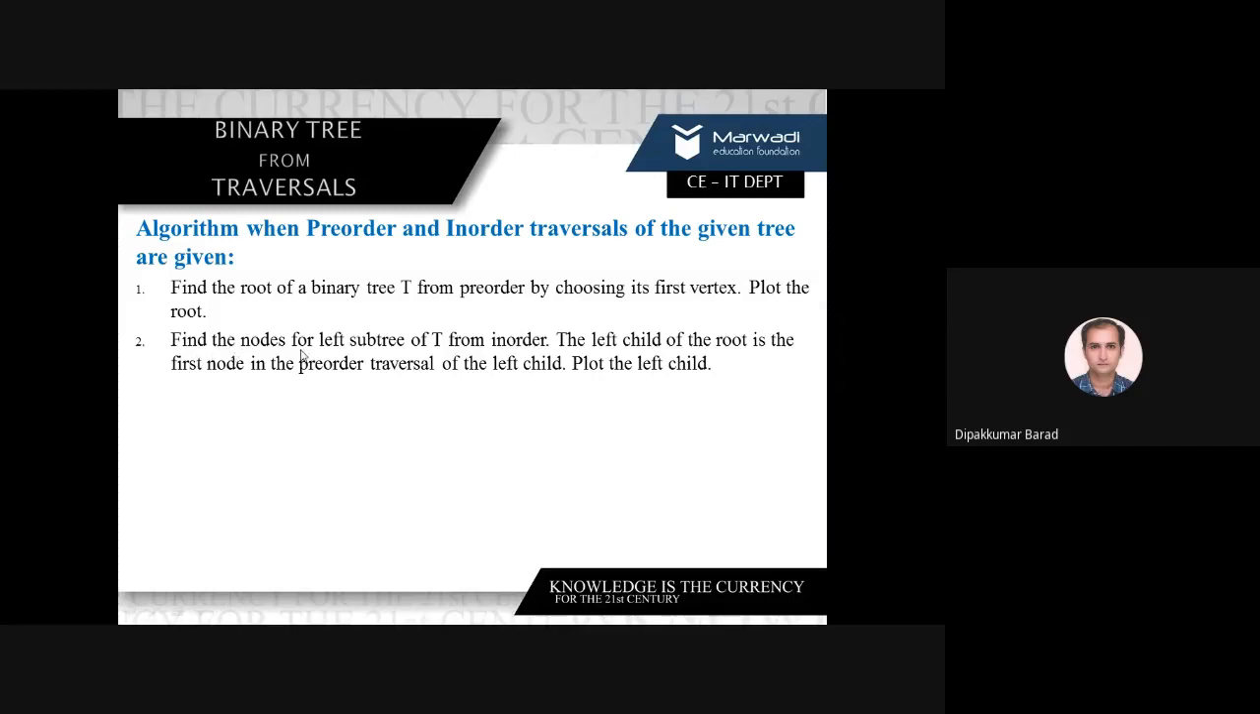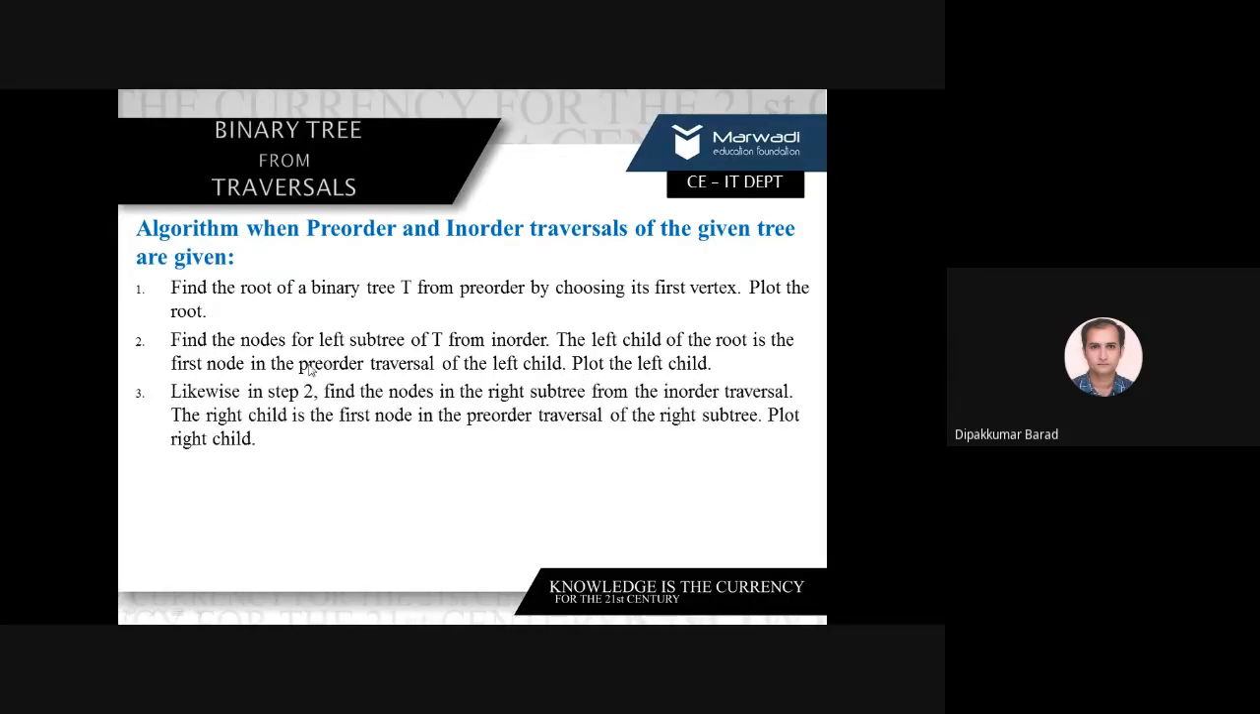So here, find the nodes for the left subtree of T from the in-order. Then the left child of the root is the first node in the pre-order traversal of the left subtree, and plot this left child. Likewise in step 2, find the nodes in the right subtree from the in-order traversal, and the right child is the first node in the pre-order traversal of the right subtree. Plot the right child. In this process, steps 2 and 3 you have to repeat, and in this way you can find the binary tree.